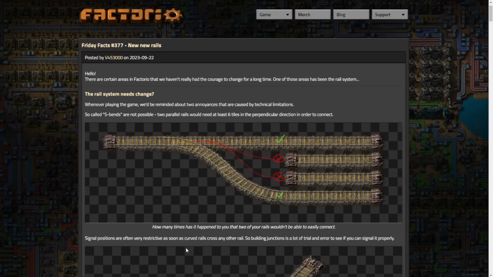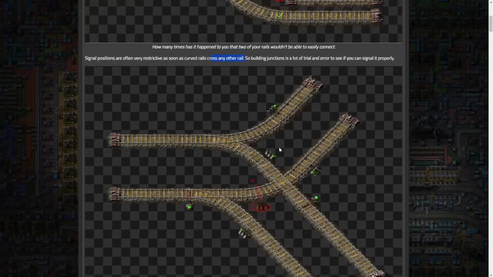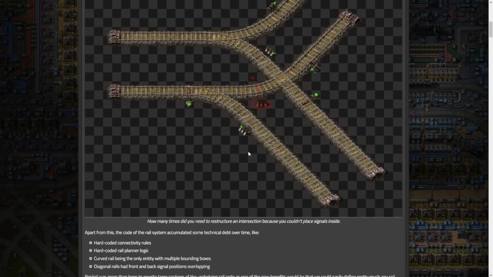So that's one issue. And then signal positions are often very restrictive as soon as curved rails cross any other rail. This is actually one I encounter even more than the previous example, where building junctions is a lot of trial and error to see if you can signal it properly. And this is a good example. You have this curved rail, and you might think, oh, well, we can signal here, so we can signal here, but we can't. So this whole section is basically just one rail block, which isn't the worst thing in the world as long as you signal the rest of it okay, but it's still an annoyance and still not optimal, right? So they want to fix that.